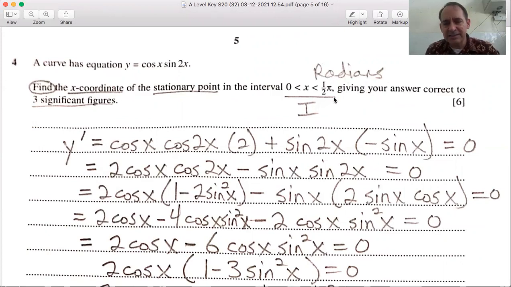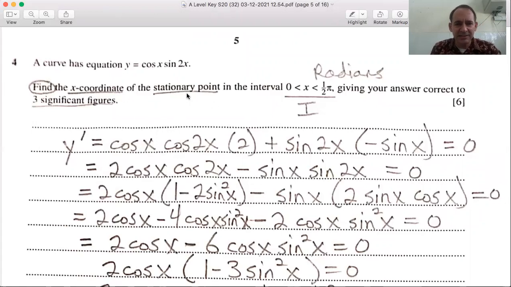So whenever I see the domain like this, I write radians or degrees, and I set my calculator right away so I don't forget. And I also take note of what quadrant or quadrants are allowed. In this case, it's just a first quadrant answer. Now let's get back to the question.